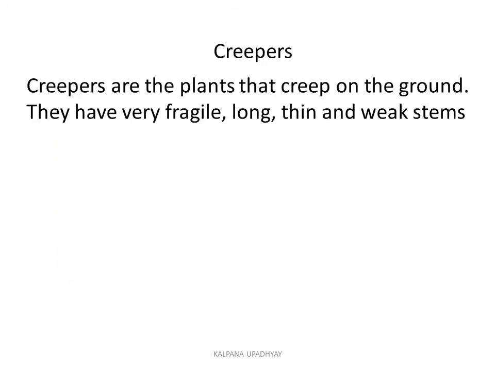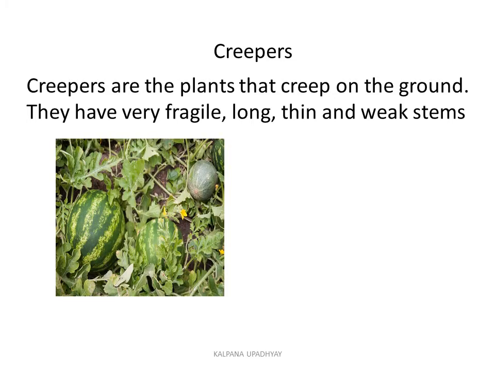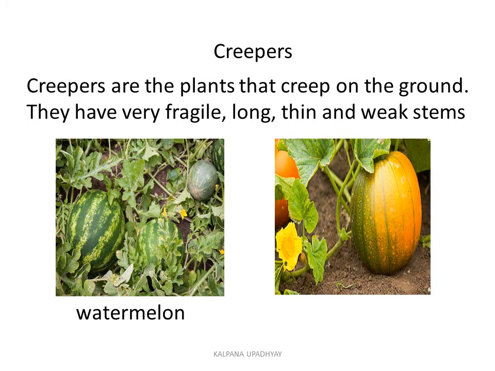Creepers. Creepers are the plants that creep on the ground. They have very fragile, long, thin and weak stems. But the fruits of the creepers are very heavy. So they just creep on the ground, like watermelon. You can see watermelon is very big and heavy, so it cannot climb on any tree. Pumpkin.